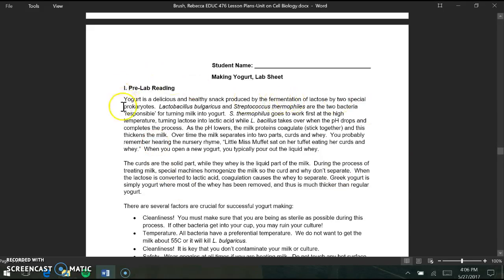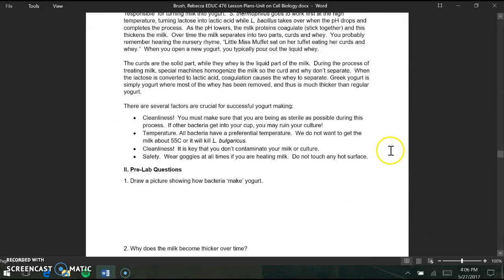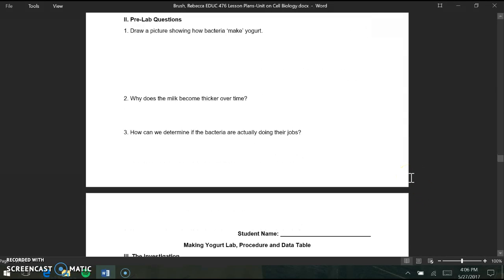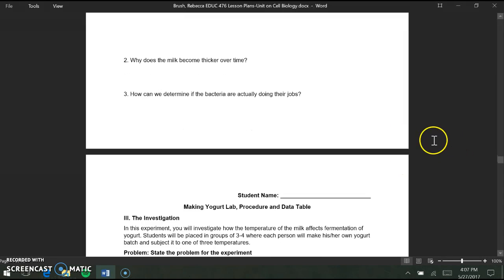So this is the pre-reading that they had to do for the lab. Things that we talked about for safety. Then they had the questions on how to start. Drawing a picture of how the bacteria make the yogurt. Why does the milk become thicker over time? How can we determine the bacteria are actually doing the job? So we had all these different things they had to do.